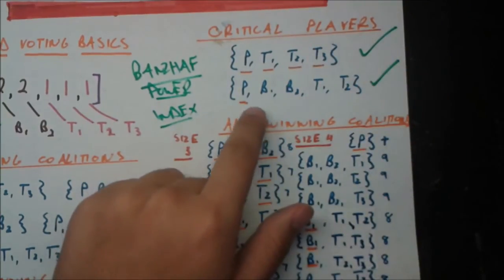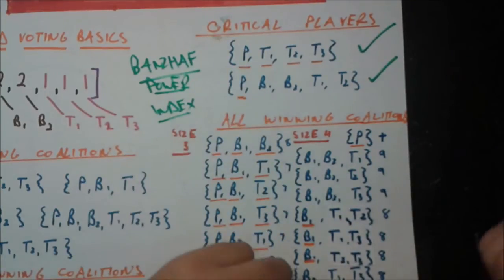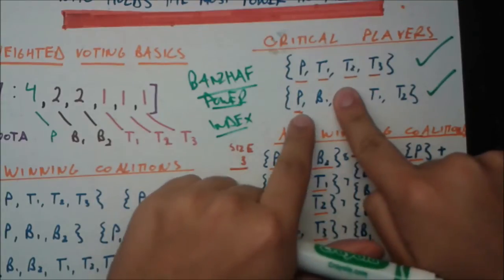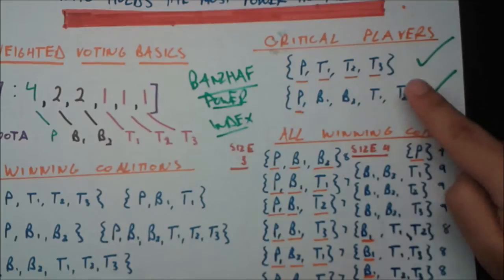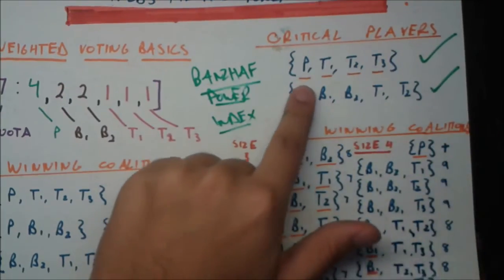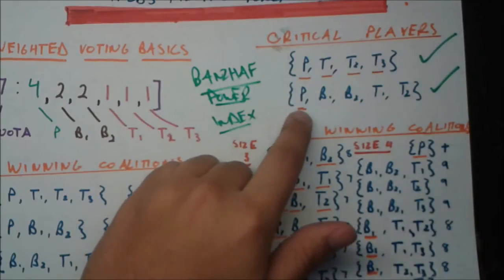But in the second one, the only critical player is the principal, because if you take out anybody else, this will still pass. For example, let's take out a board member. Then you have 4, 5, 6, 7, 8, which is more than 7, so this motion passes. You can take out a teacher. It's going to be 4, 5, 6, 7, 8. This passes. But if you take out the principal, you have 1, 2, 3, 4, 5, 6, which is not enough. So the principal is critical here.